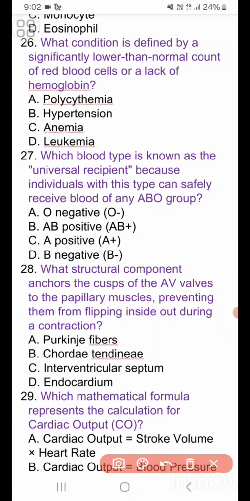What condition is defined by a significantly lower than normal count of RBCs or a lack of hemoglobin? Anemia. Which blood type is known as the universal recipient because individuals with this type can safely receive blood of any ABO group? AB positive. What structural component anchors the cusps of the AV valves to the papillary muscles, preventing them from flipping inside out during a contraction? Chordae tendineae.